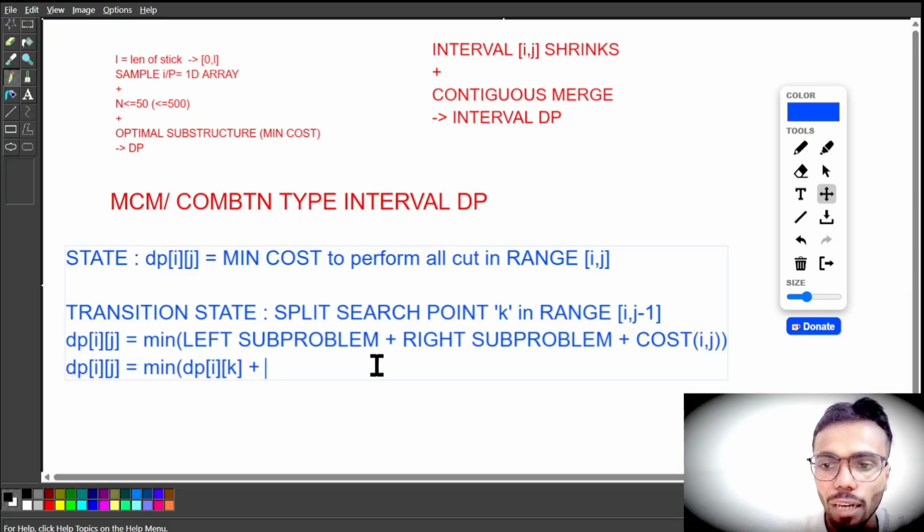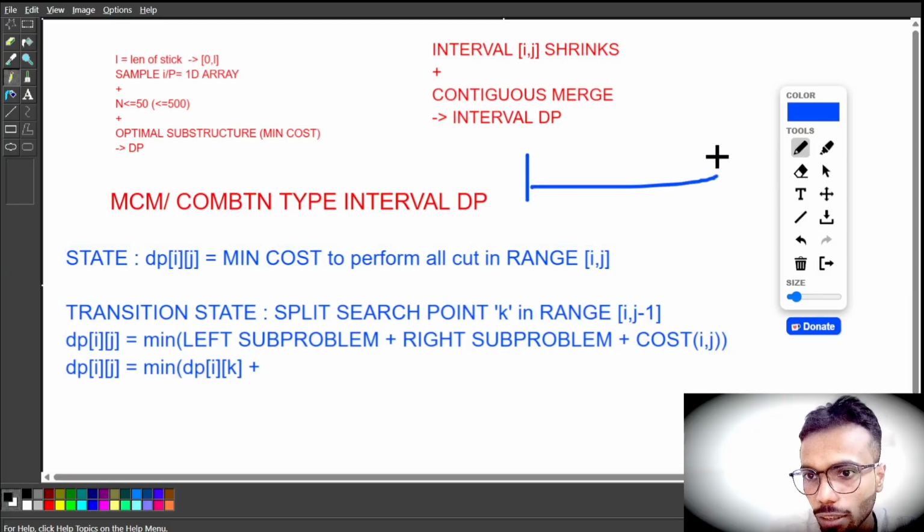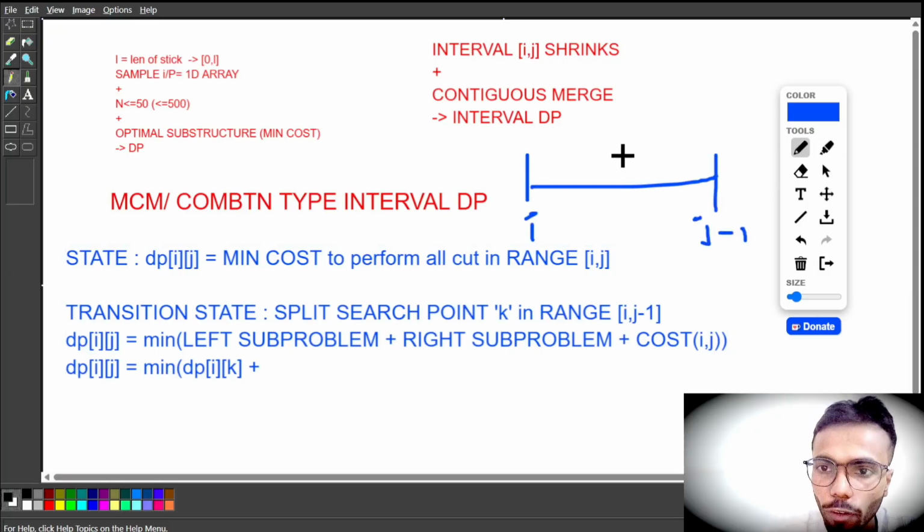Basically what happened is I took the interval i to j minus 1, and I performed a cut somewhere at k. So k lies in the coordinate range i to j minus 1. The split search point lies in the range i to j minus 1, and I perform the cut. So the left subproblem lies in i to k, and the other is k to j minus 1.